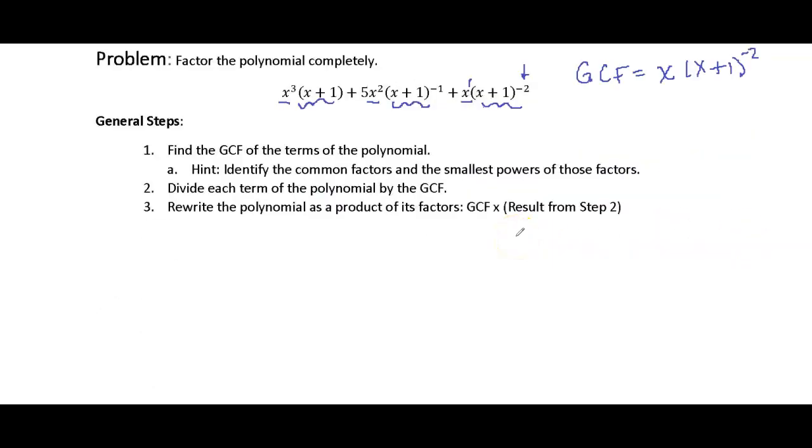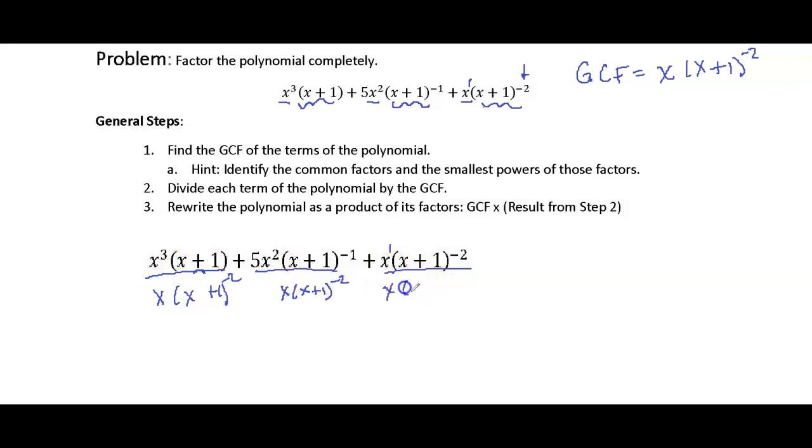Scroll down a bit. Next, we're going to divide each term of the polynomial by the GCF. Taking a look at our first term, x to the third divided by x will get us x to the second power. Remember, when we have two exponential expressions being divided by each other, we can take their powers and subtract. 3 minus 1 is 2. Next, we have x plus 1 to the first power minus negative 2. So that turns into 1 plus 2, which is 3, and we are left with x plus 1 to the third power.